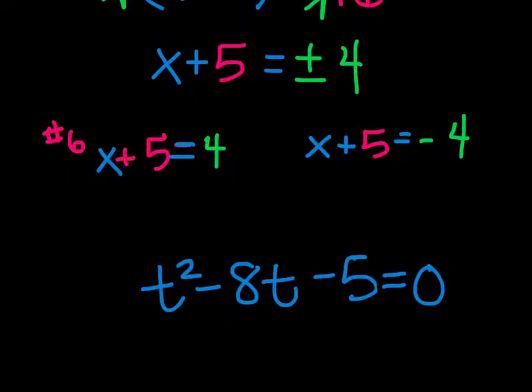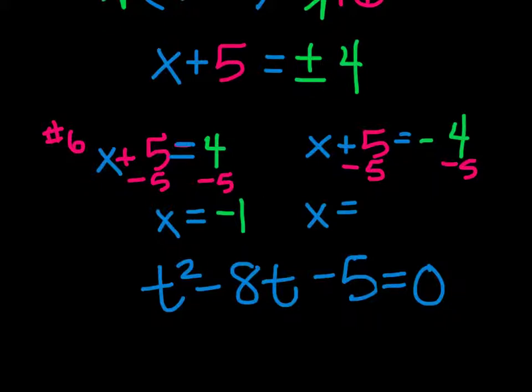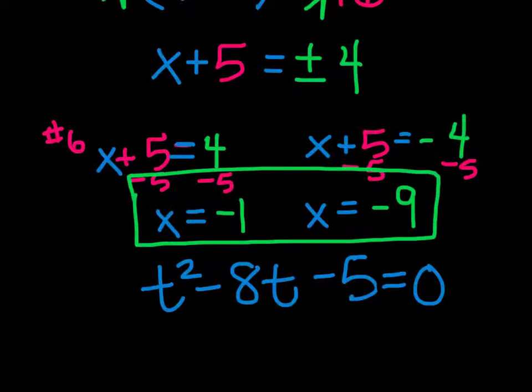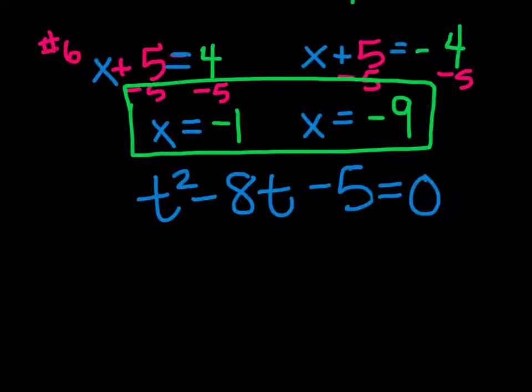Last but not least, we need to solve those two equations so we can get a couple of x values. We are just going to subtract 5 from both sides. We get x is equal to 4 minus 5, which is negative 1. And x is also equal to negative 4 minus 5, or negative 4 plus a negative 5, which is negative 9. So those are the roots of our equation, negative 1 and negative 9. That is where that parabola will cross the x-axis. Let's try another problem.